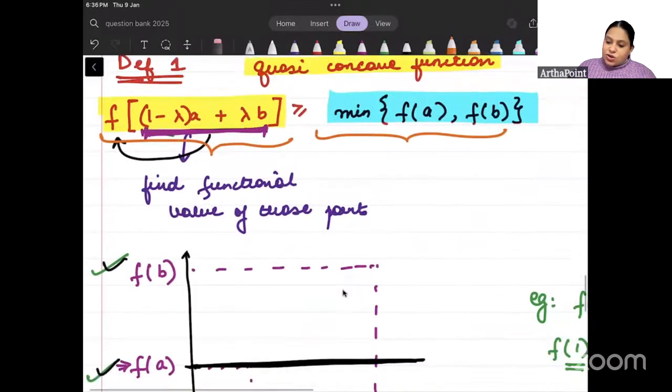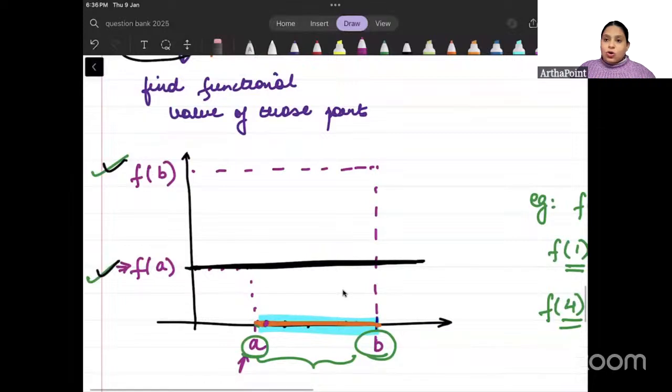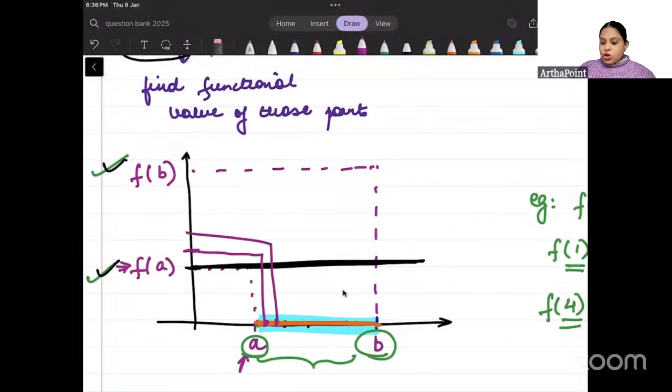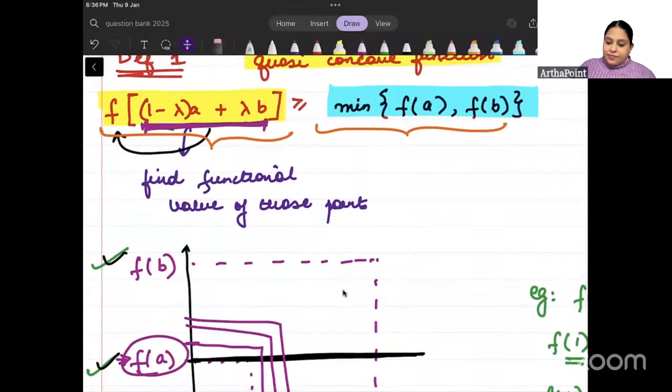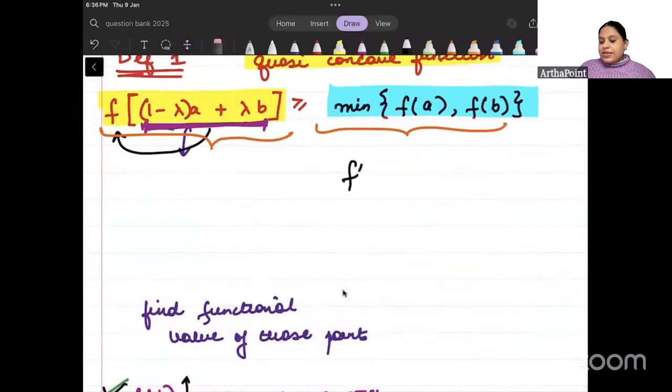मतलब जब हम यहां से कोई भी पॉइंट उठा लें, A के बाद कोई भी पॉइंट उठाएं, उसका आंसर f of A से ज्यादा आना चाहिए. You pick up any point, उसका आंसर f of A से ज्यादा आना चाहिए. It should be more than the minimum of f of A and f of B. Here I have taken in my diagram, I have taken that f of A is less than f of B. Just ऐसे randomly, जरूरी नहीं है. So if I take f of A is less than f of B, the minimum between f of A and f of B will be f of A.